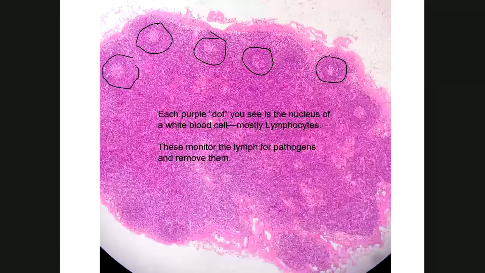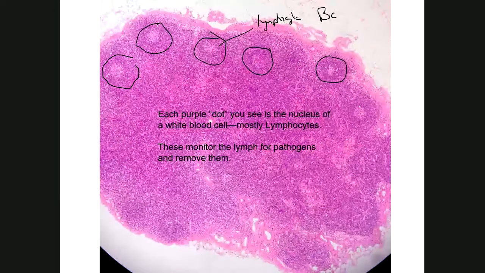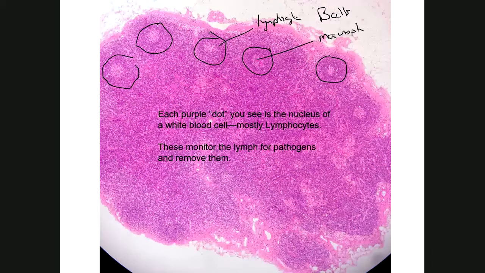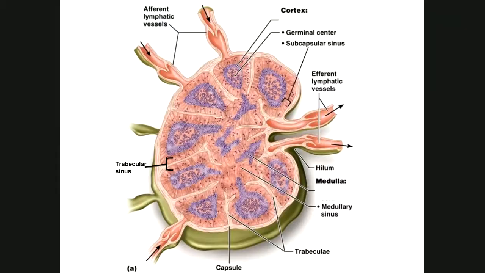In the darker area are lymphocytes. They're mostly B cells. Remember, B cells come from the bone marrow. But in the center here are mostly macrophages, which, remember, are activated monocytes. And so that's exactly what we see here.